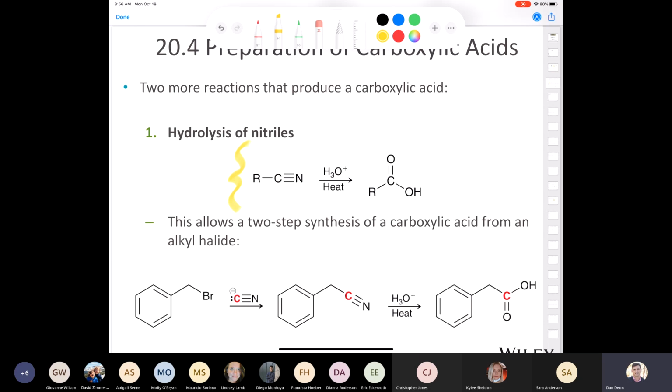So if we were to take benzyl bromide, which is the compound on the bottom left, and it says here cyanide, now that would of course have to be, you'd want to write sodium cyanide. And since this is an SN2 reaction, you could even choose a polar aprotic solvent like acetone or DMSO or something like that. I'll just write a solvent in there. And then you would take that nitrile and you would heat that up with acid and water. And now you've made a carboxylic acid.